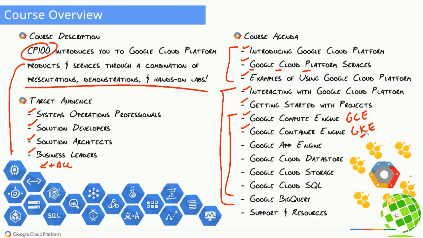The K stands for Kubernetes, because Container Engine is really Docker plus Kubernetes. And the technical description for Container Engine is that it's a cluster management and orchestration system for our Docker containers. So we'll take a good look at how all that stuff works.